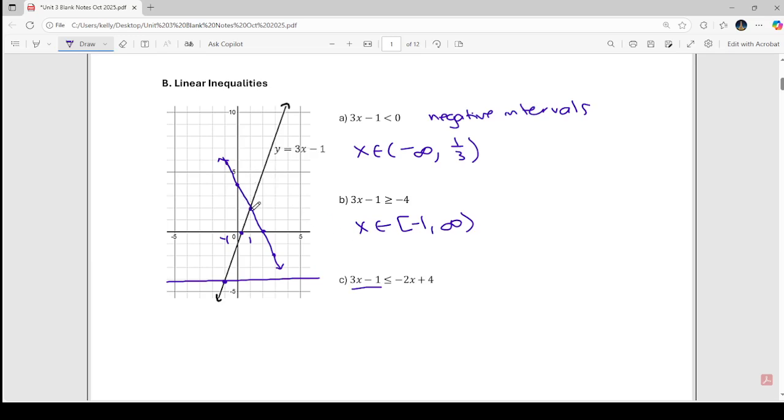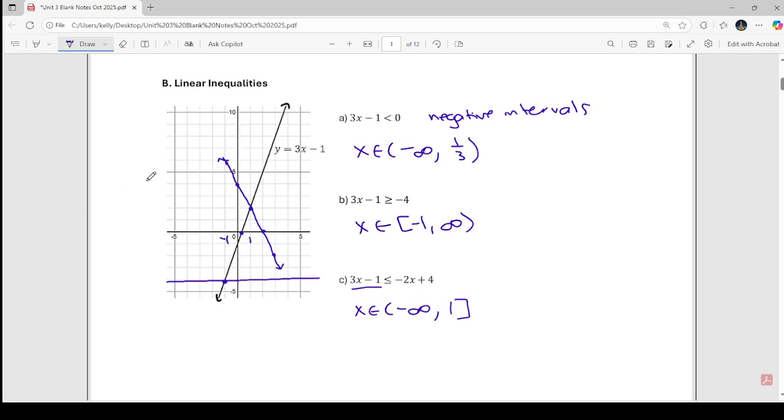So all the values to the left of 1, the line negative 2x plus 4 has y values that are greater. And then after 1, 3x minus 1 has y values that are greater. So 3x minus 1 is less than 2x minus 4 for all the values up to 1. So from negative infinity to 1, and it can be equal to, so you'll see a square bracket.